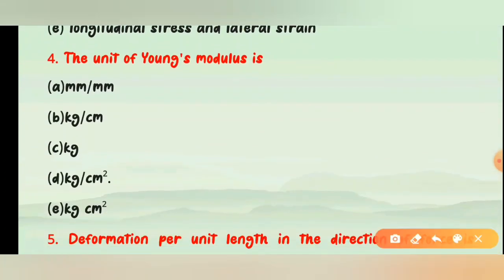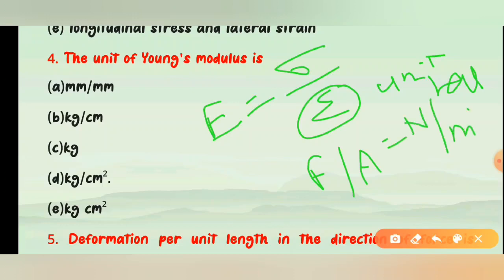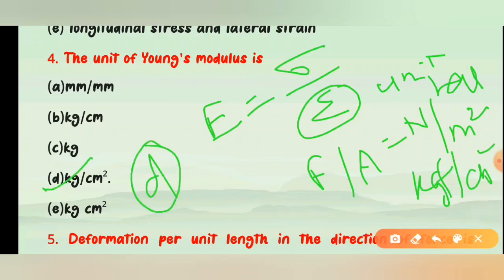Next, the unit of Young's modulus. Young's modulus, capital E, equals stress upon strain. Strain is a unitless quantity. It has no unit. So the unit of Young's modulus is the same as the unit of stress, which is force upon area, that is Newton per meter square or Newton per mm square or kgf per cm square. So here option D is correct. Here kg per cm square means kilogram force per cm square.